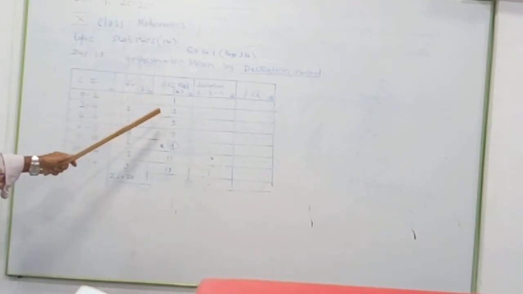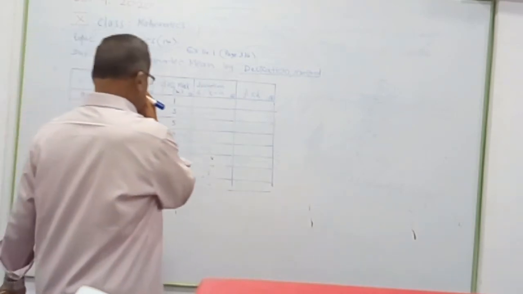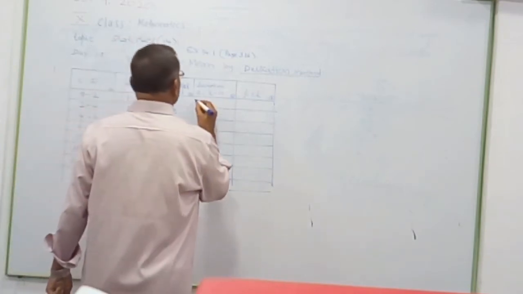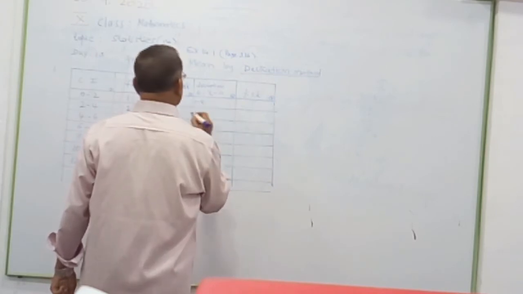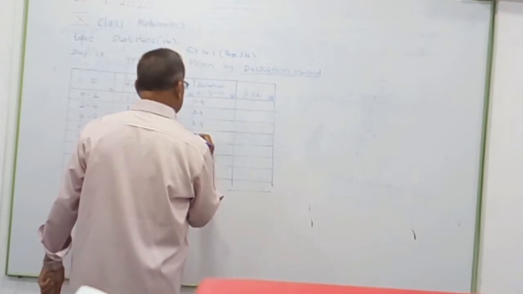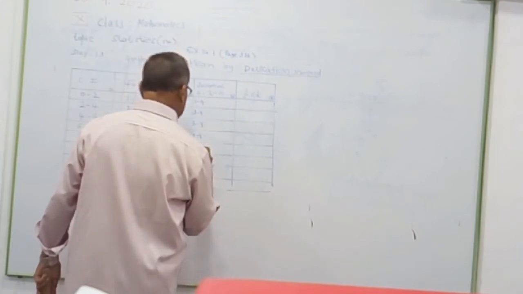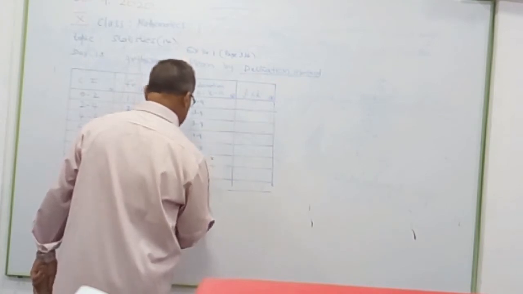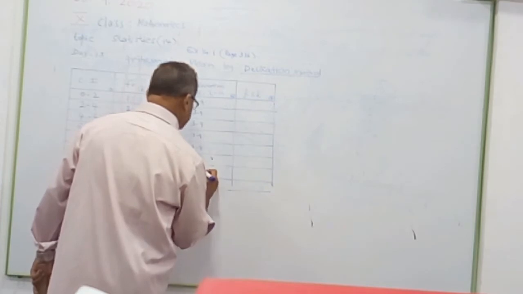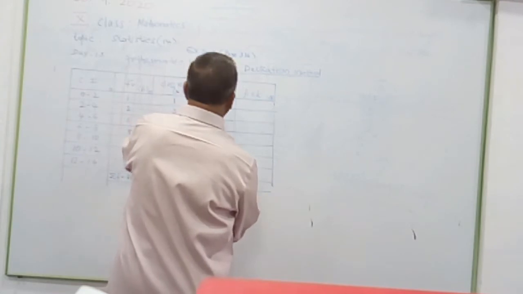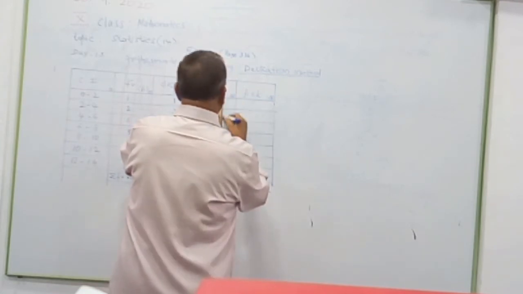Now X minus A. X means the class mark, A is the assumed mean: 1 minus 9, 3 minus 9, 5 minus 9, 7 minus 9, 9 minus 9, 11 minus 9, and 13 minus 9. So here the Di values, I will write here to give you space.